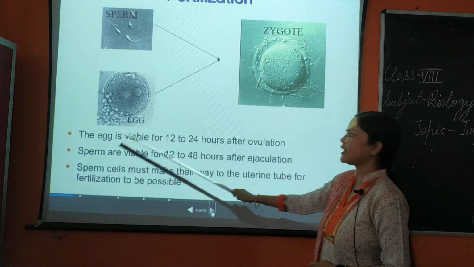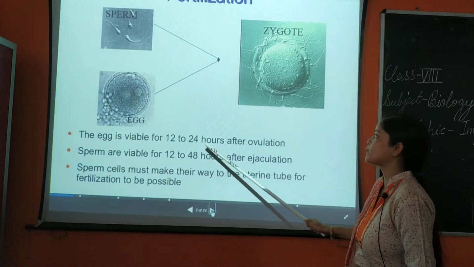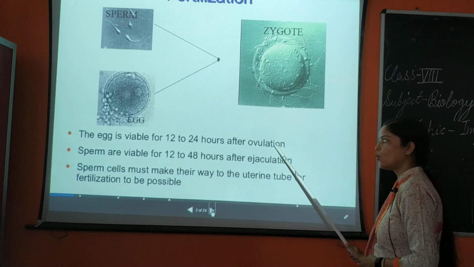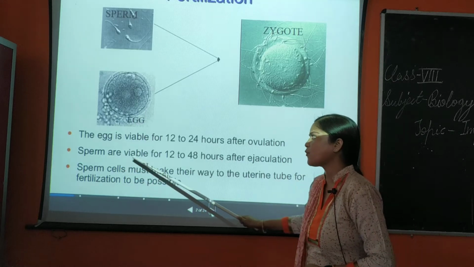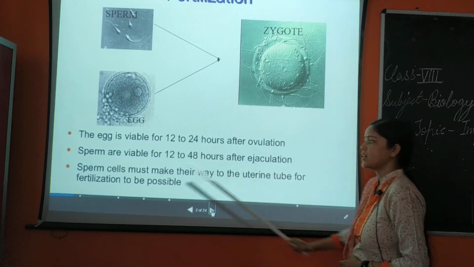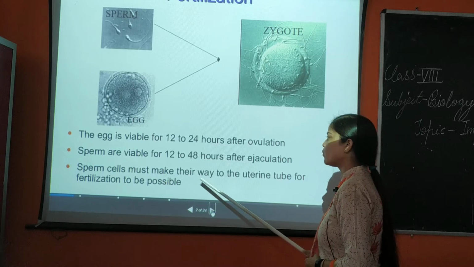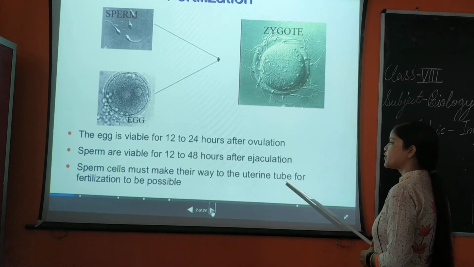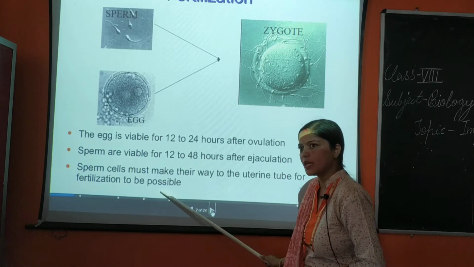Fertilization. The egg is viable for 12 to 24 hours after ovulation. Sperms are viable for 12 to 48 hours after ejaculation. Sperm cells must make their way to the uterine tube for fertilization to be possible.